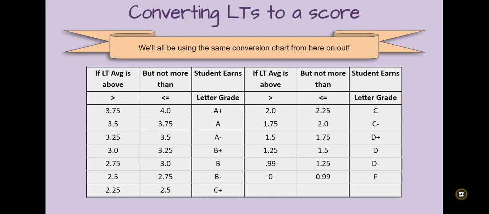And all of that conforms perfectly with this. A 4.0 is A+, a 3.0 is a B, a 2.0 is a C-, and a 1.0 is greater than 0.9, but not more than 1.25, so that's a D-.